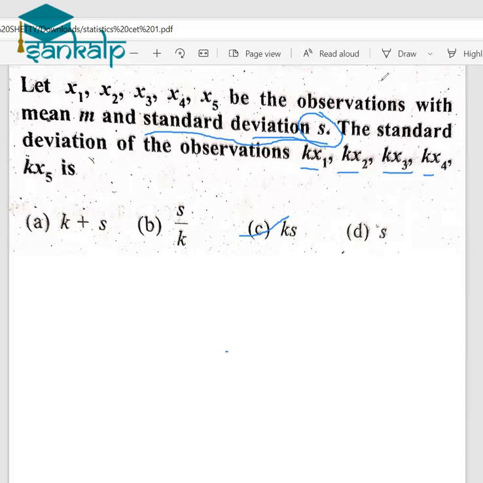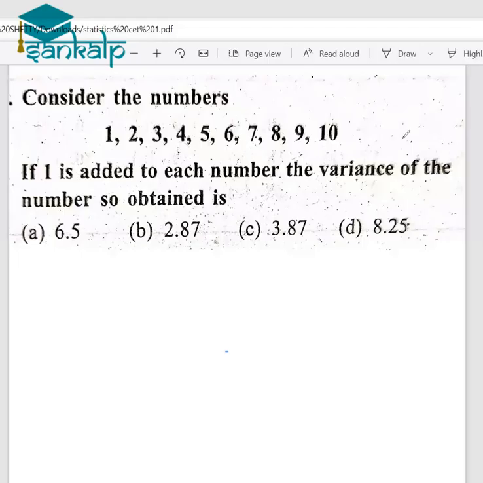Next question. Consider the numbers 1, 2, 3, 4, 5, 6, 7, 8, 9, 10. If 1 is added to each number, the variance of the numbers so obtained is, okay. We need to calculate the variance of the numbers when 1 is added to each of these numbers.